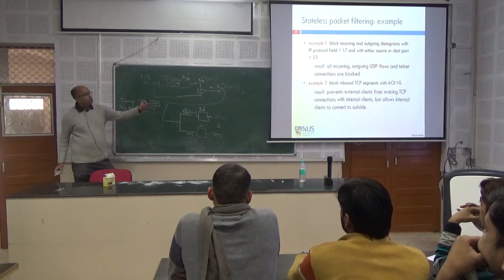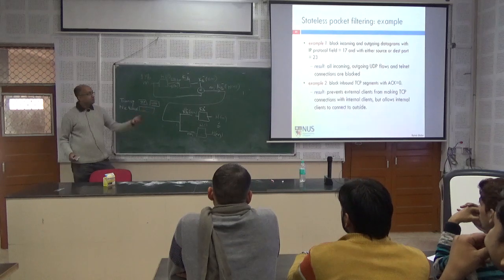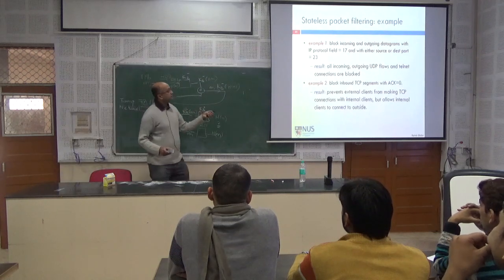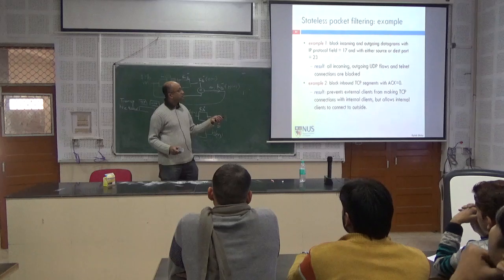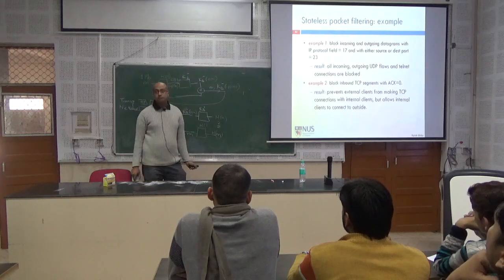This IP protocol field says, should it go to UDP or to TCP? In this example, it says, if it is 17, that means it's UDP. So I'm going to drop it.